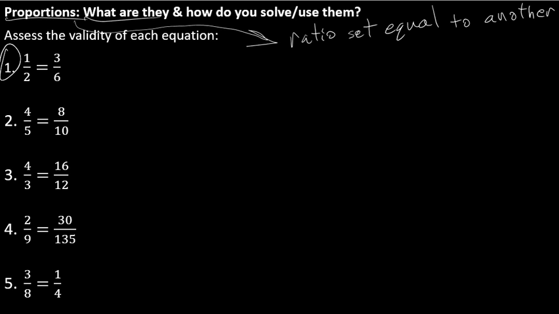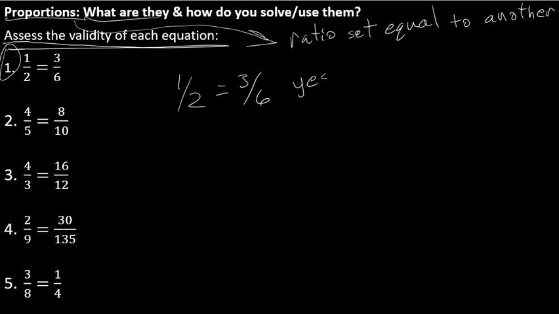So on number one, and before I get into that, let's read the directions. Assess the validity of each equation. So I've got 1/2 is equal to 3/6. Okay, so let's assess the validity here. Is it true to say that 1/2 is equal to 3/6? And the answer is yes, absolutely. Well, why is that? There's several ways to tell, right?